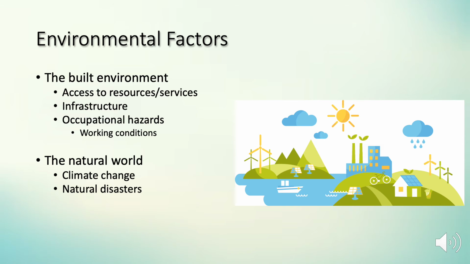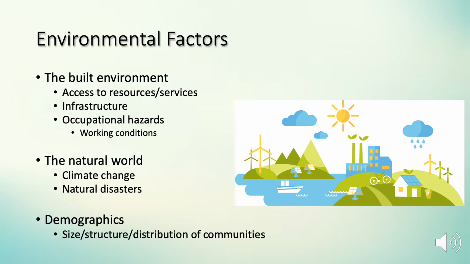The natural world can also affect our health behavior. Climate change and natural disasters influence both how we act as individuals and how we function as a community. Demographics, such as the size, structure, and distribution of communities, affect our chosen behaviors as well. Demographic variables have been shown to directly affect cognitive processes that ultimately influence our choices and actions.